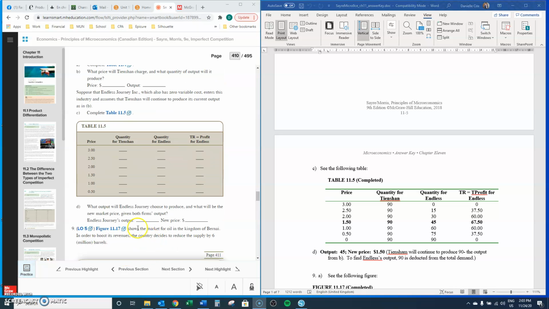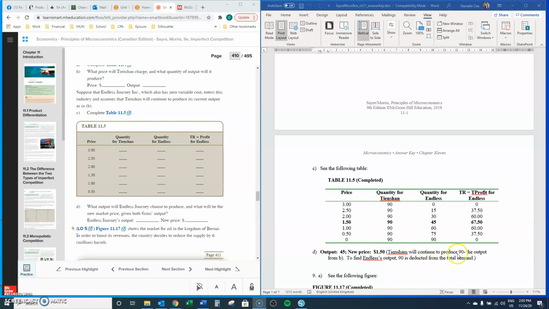So what output will they choose to produce, the new company, and what will be the new market price given both firms? Well, now the new firm is going to try to maximize their revenue also, which is here at $67.50. So that means they are going to produce 45 at a price of $1.50.